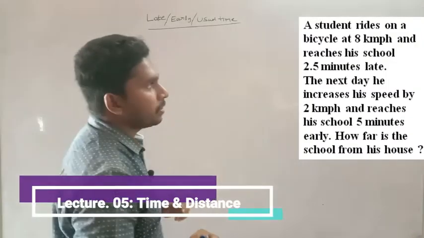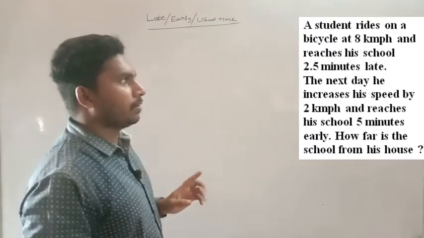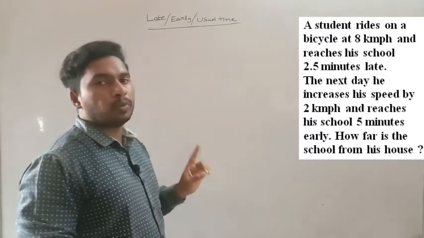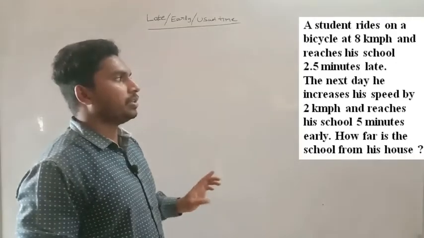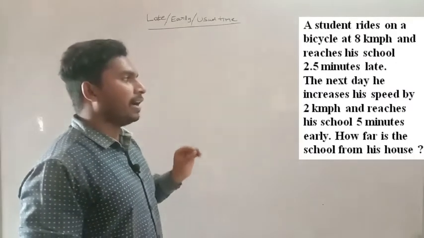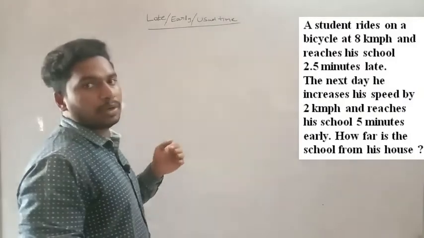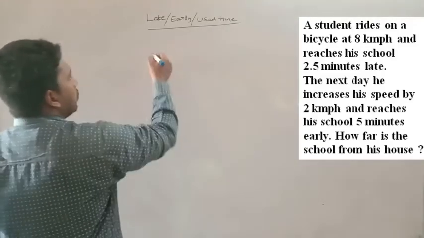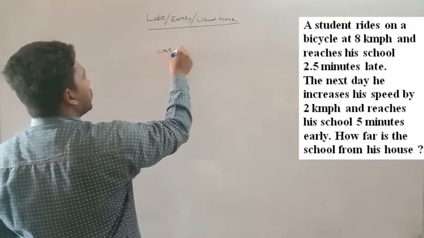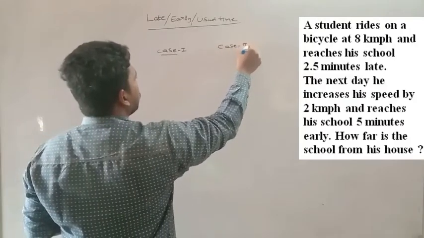Now let us solve another problem. A student rides on a bicycle at 8 km per hour and reaches his school 2.5 minutes late. The next day he increases his speed by 2 km per hour and reaches his school 5 minutes early. How far is the school from his house? Okay, so here also there are two cases. One is case 1 and the other is case 2.